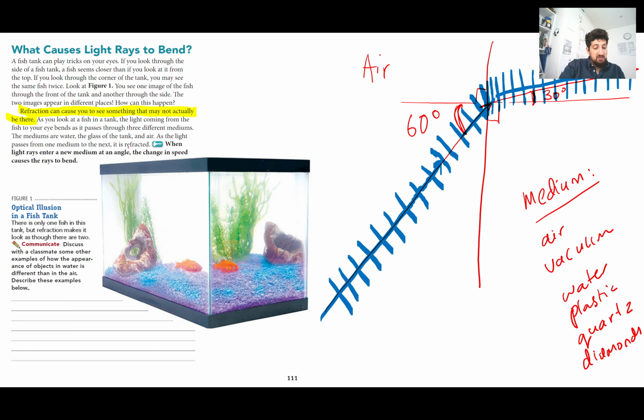As light passes from one medium to the next, it's refracted. So the word refracted simply means bends. It's just a scientific word that means bends. So refraction of light just means bending of light. When light rays enter a new medium at an angle, the change in speed causes rays to bend. That's all you need to know here, is that light will bend when it goes from one medium to the next. Depending on whether it's going fast to slow or slow to fast, it will bend either inwards or outwards.